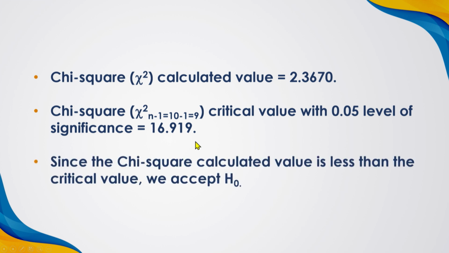Since the chi-square calculated value is less than the critical value, we accept the H naught. As you know from the comparison, if your chi-square calculated value is less than the critical value, you will accept the H naught. Now we can go to the table to see how you get that critical value.